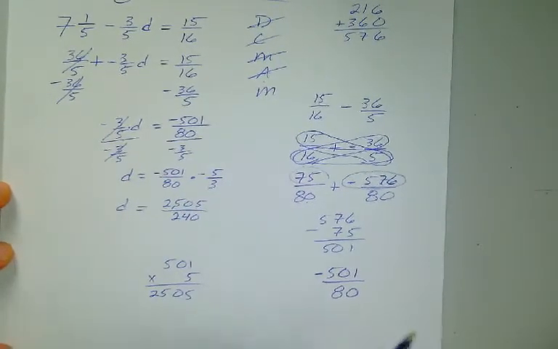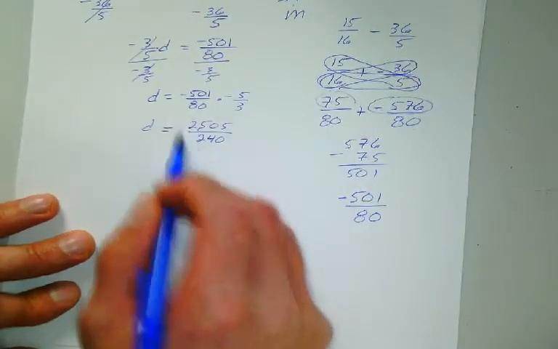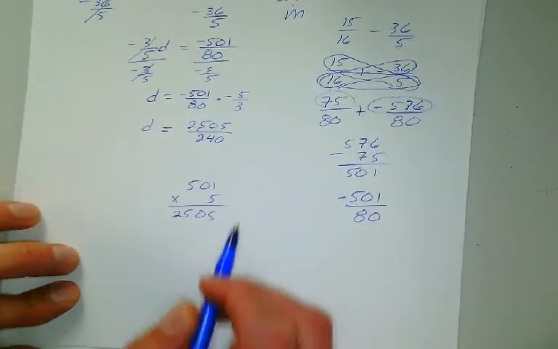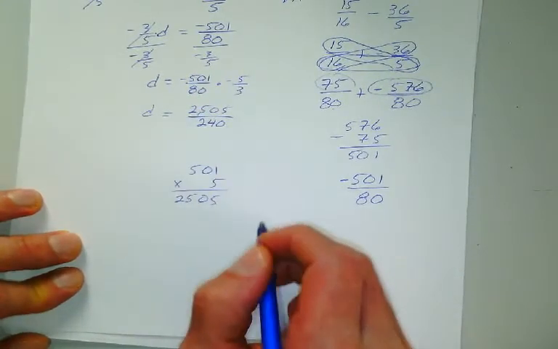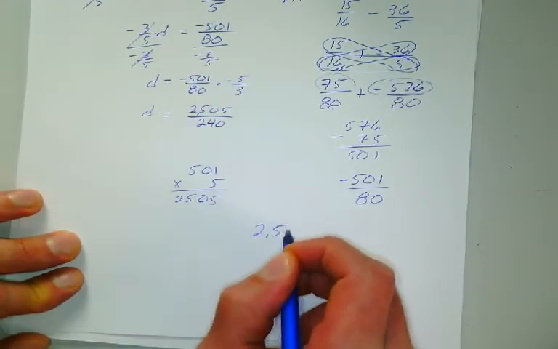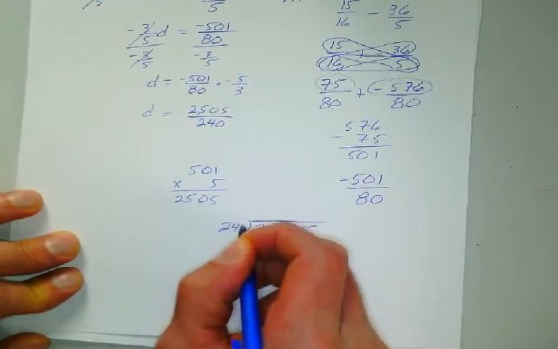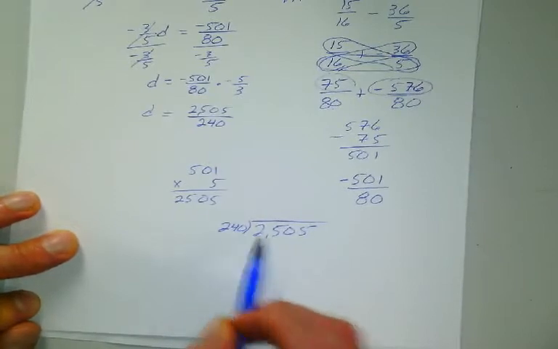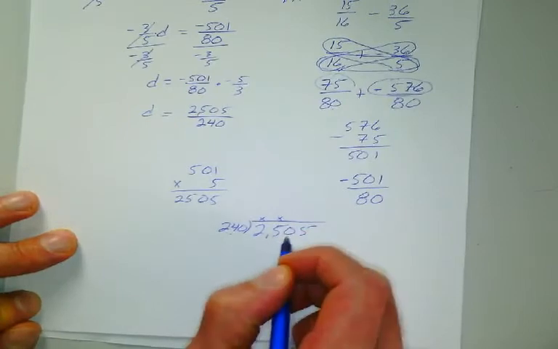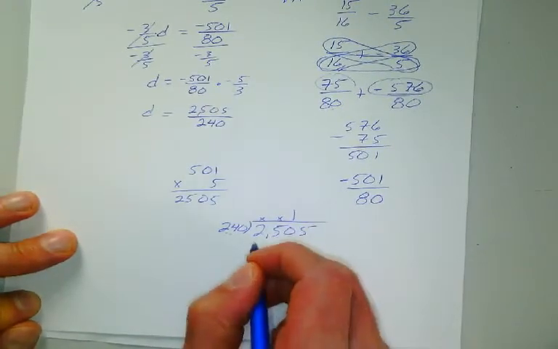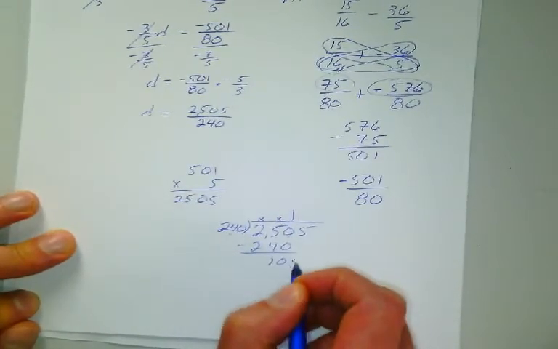Now I could leave it like that if I was lazy, but I'm going to convert this back to a mixed number. So let's do some division. Ooh, long division. 2,505 all divided by 240. All right, 240 doesn't go into 2. 240 doesn't go into 25. 240 does go into 250 once. Subtract. Bring down the 5.